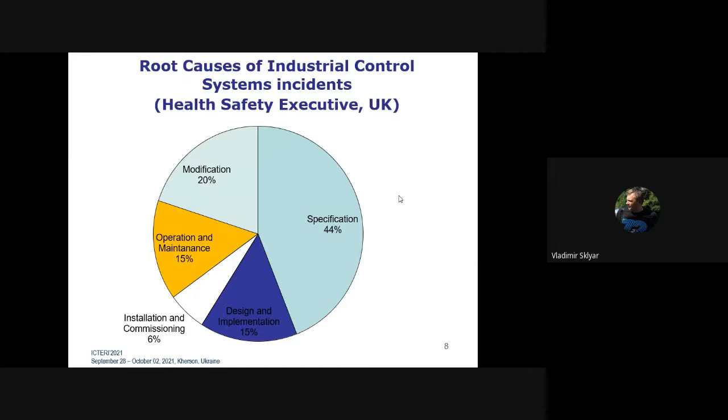Another cutting of this problem is presented here. You can see that the requirement specification provides more than 40% of all errors and system incidents. This diagram is related to safety critical systems. So specification is the main root cause of industrial control system incidents. After that, modification, after that, design, implementation, operation and maintenance, and after that, installation and commissioning.